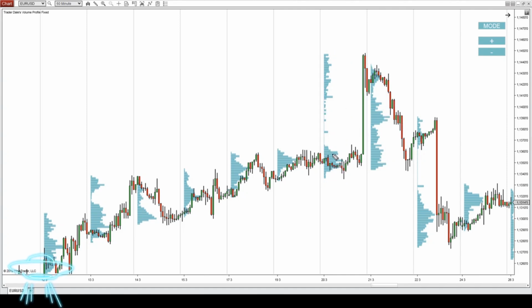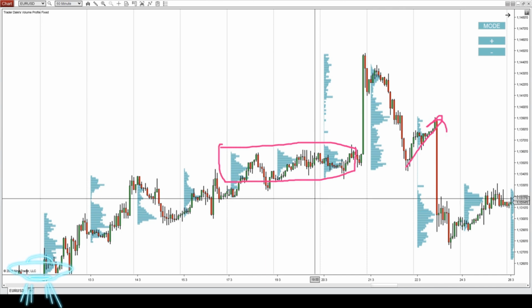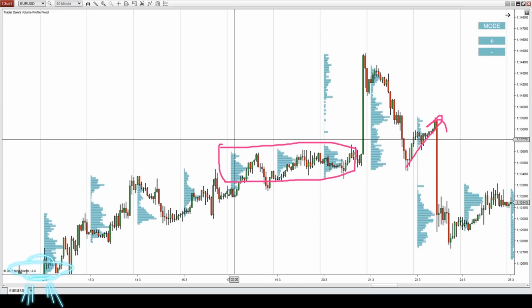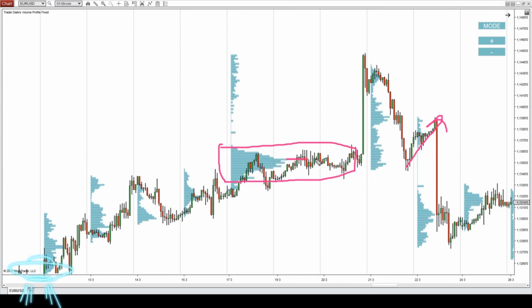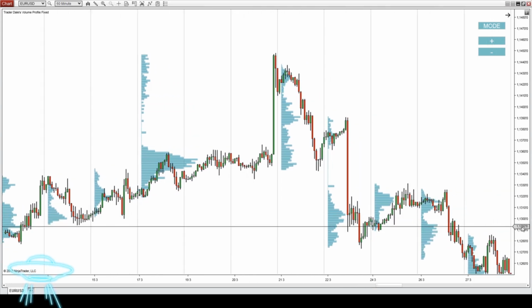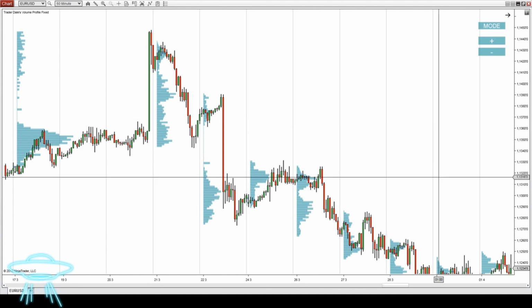profile. By the way, there is a very nice reaction to those volumes. If you merge them, this is the point of control of the whole area. But I'll speak about this in a strategy section, alright? So let's just focus on the volume profile shapes.